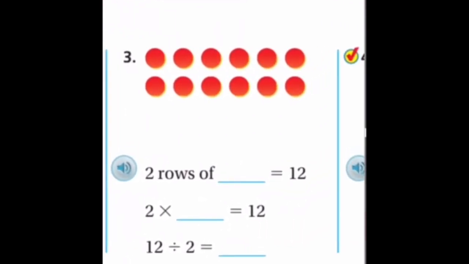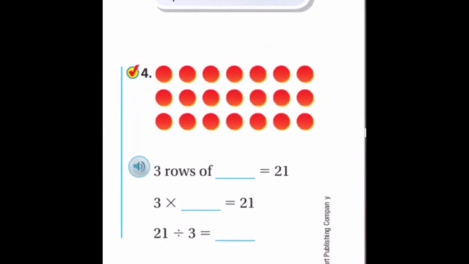Let's look at number 3. 2 rows, okay, again, 1 row, 2 rows. How many are in each row? 1, 2, 3, 4, 5, 6. 2 rows of 6 equals a total of 12. So 2 times 6 equals 12, or 12 divided by 2 equals 6. And again, we can use that multiplication strategy, right? These 2 multiplied together equals that guy. All right, number 4.